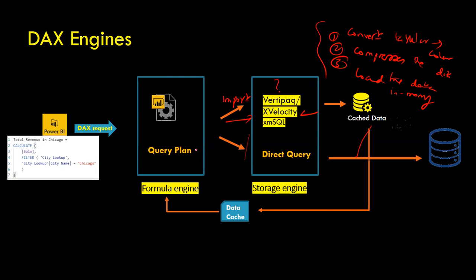When it comes to direct query, the formula engine generates the SQL query. That one will be sent directly to the RDBMS data system. It could be SQL Server or Oracle or any other RDBMS. In that case, whatever the query is, it will be sent directly to your SQL Server database. The result set of the query will be sent back to your formula engine directly.